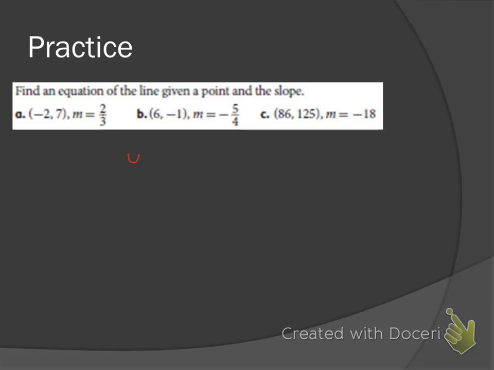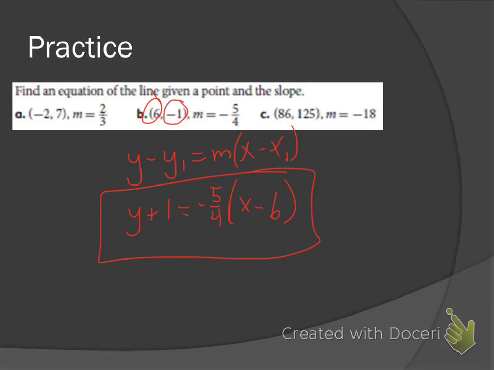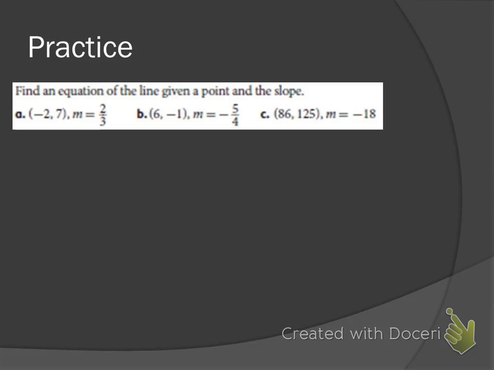Write the equation again. So y minus y1 equals m times the quantity x minus x1. So here we go. Y, now this is a -1, so I'm going to say plus 1, equals -5/4 times the quantity x. This is just a regular old 6, so I'm going to say minus 6. There's my equation. Okay, and the last one, you pause it really quick, do it on your own, but I'm just going to write the answer down.